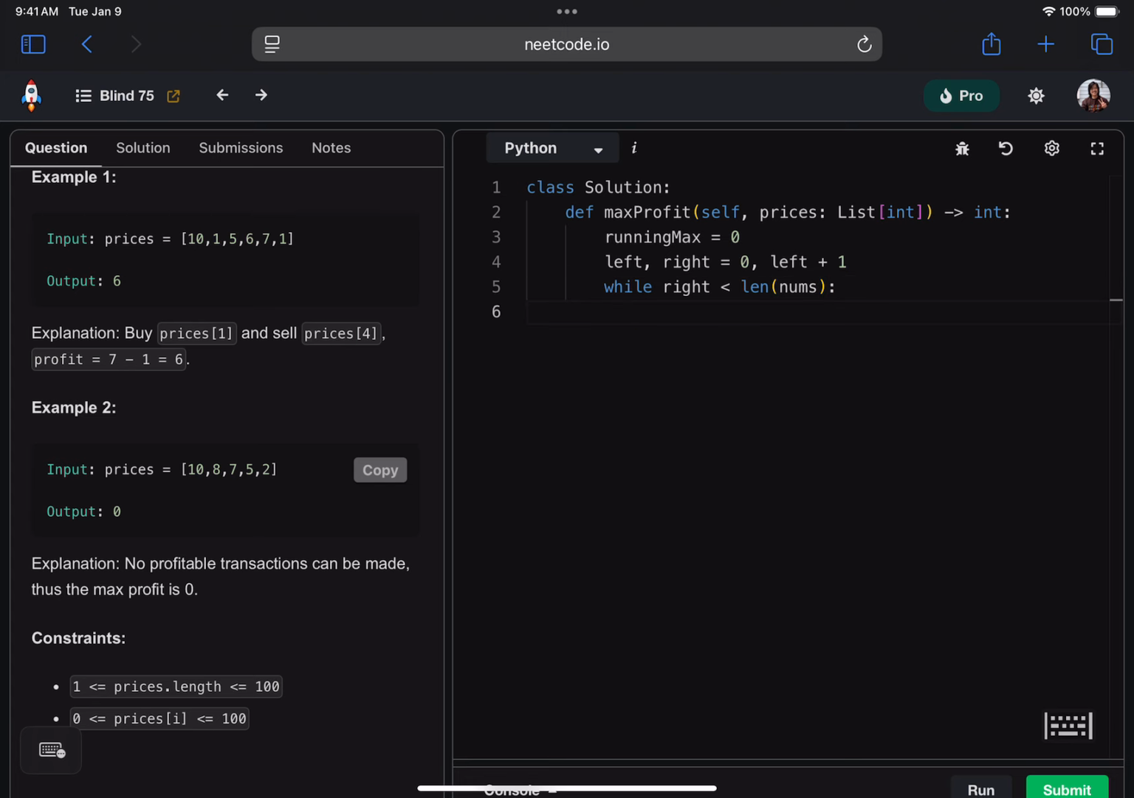Okay, and now if we have a negative profit, so if prices right is, well, here, we'll say it this way. If prices right, which is where we sell, minus prices left, which is where we buy, is less than 0, then we will move left over by 1 because we know that this isn't the best place to buy. Okay, and if it's 0 or more, then we'll just move right over by 1.